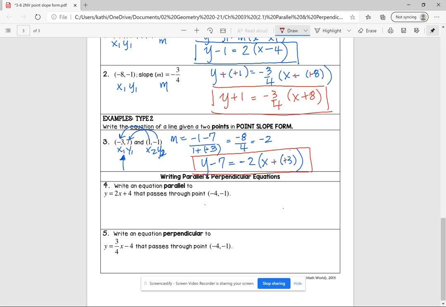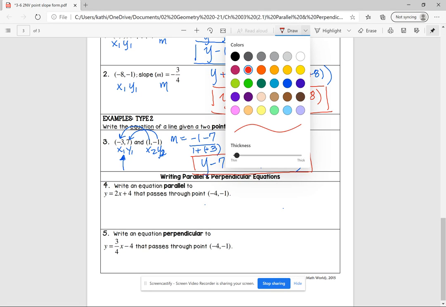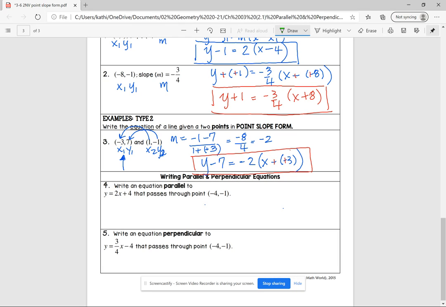Okay, we're always interested in parallel and perpendicular lines. So write an equation that is parallel to 2y equals 2x plus 4 that passes through this point. So parallel, I know my slope in my first equation is 2. And I know for parallel lines, the slopes are the same, so my parallel line will also be 2.